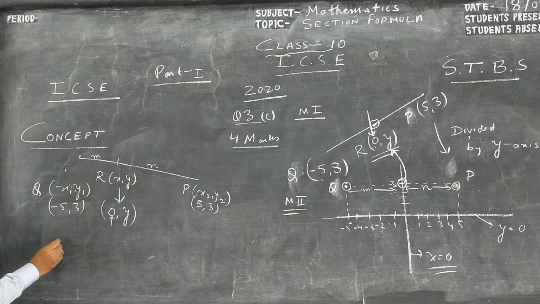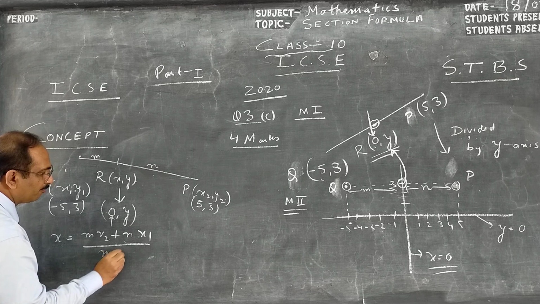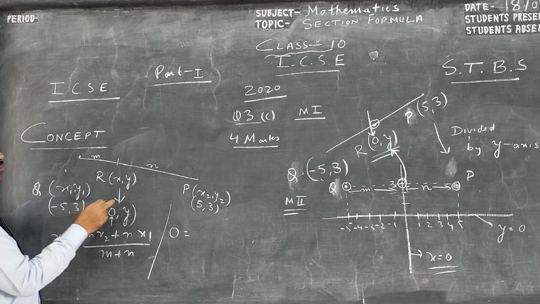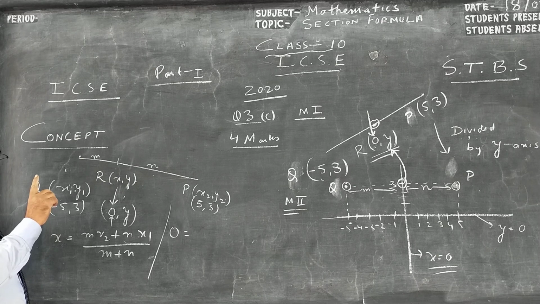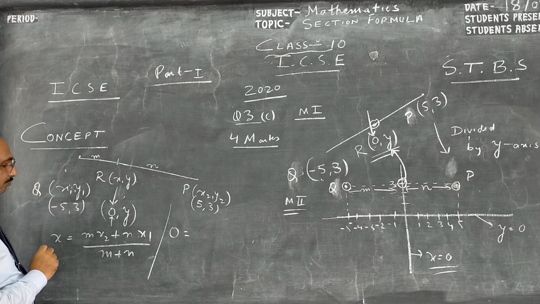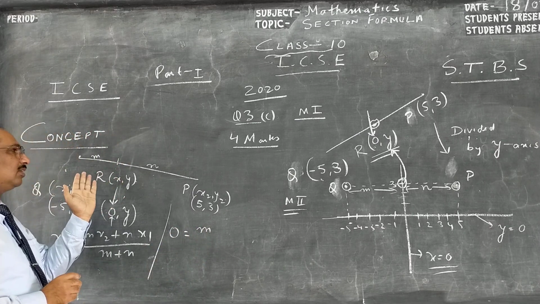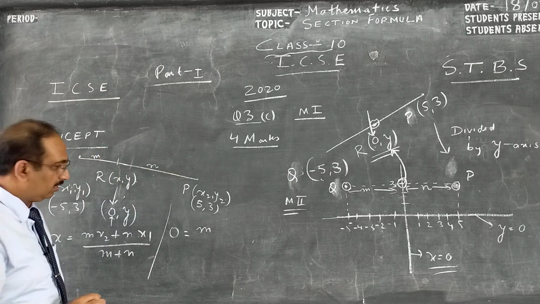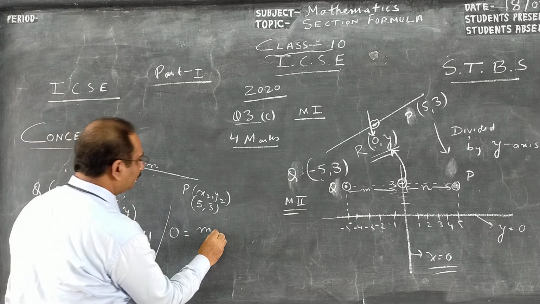So I take that formula I wrote. If you have seen, that formula was (mx2 + nx1)/(m + n). So here in place of x, children, I substitute 0. Most important thing here, children, x is 0 on the y-axis and on the x-axis y is 0. Now m we don't know. So first you write, let this point on the y-axis divide the given 2 points in the ratio m is to n.